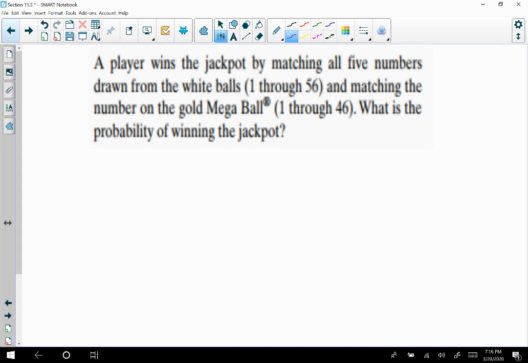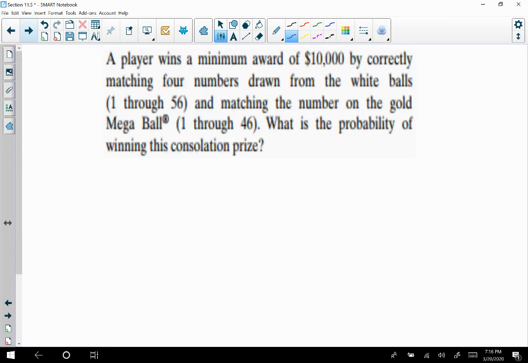So let's show the second problem real quick. The second problem says a player wins a minimum award of $10,000 by correctly matching 4 numbers drawn from the white balls, 1 through 56, and matching the number on the gold mega ball, 1 through 46. What is the probability of winning a consolation prize? Both of these problems are the same idea. So the question is, is it a fundamental counting principle? Is it combination? Is it permutation? And then from there, the first thing we're going to do is find the total.